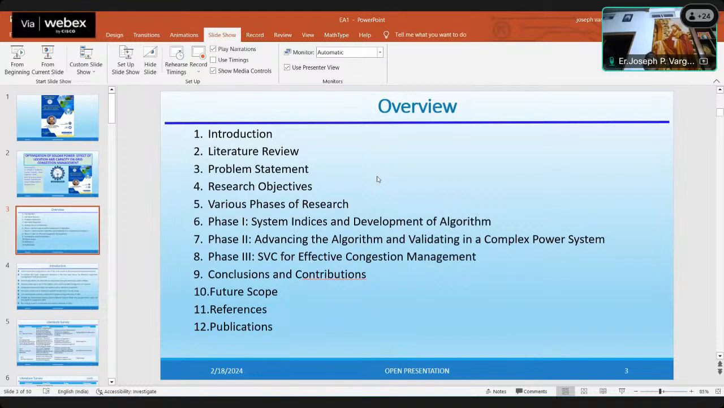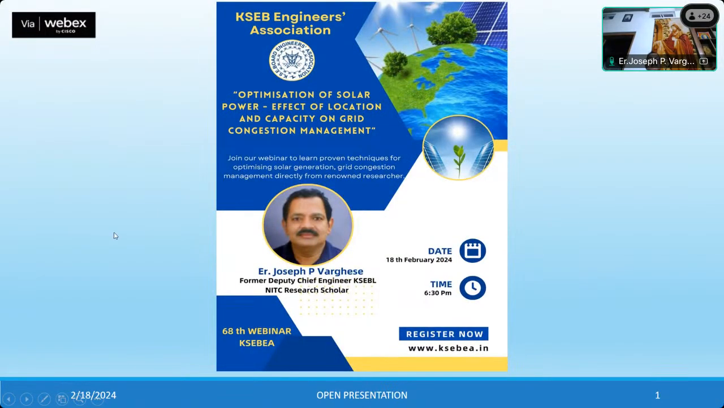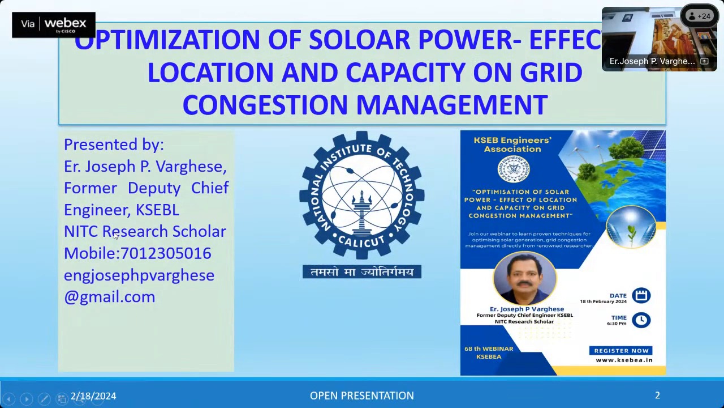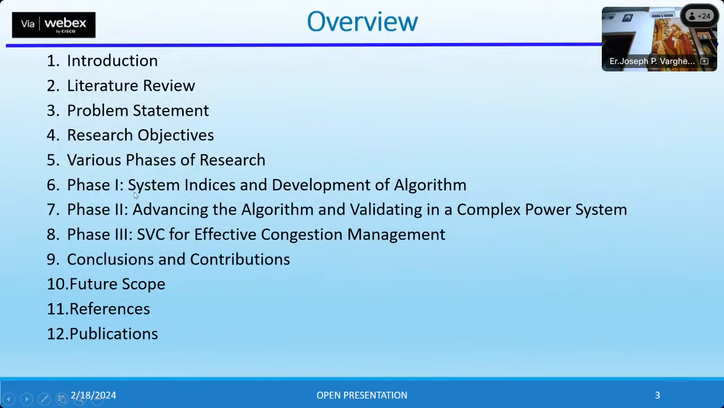Review, problem statement, research objectives. Various phases of research, and it consists of 3 phases. First one is the system indices and development of the algorithm. Identification of system indices and development of algorithm. In phase 2, the algorithm has been modified and validated in a complex power system.